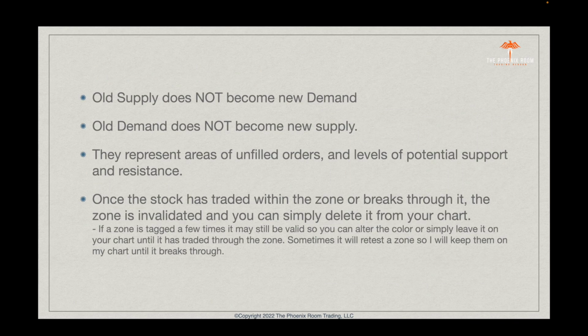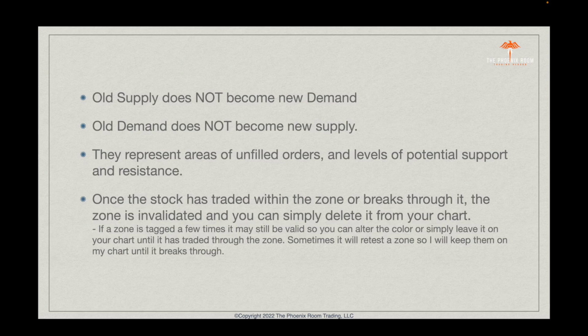Old supply does not become new demand, and old demand does not become new supply. This is not support and resistance lines. These are zones based on price action and where trading occurred. This is basically going off of order flow in those areas, not support and resistance. Once the supply zone or demand zone is traded through, it's invalidated. I delete them off my charts, and I look for new fresh zones. They represent areas of unfilled orders and levels of potential support and resistance.